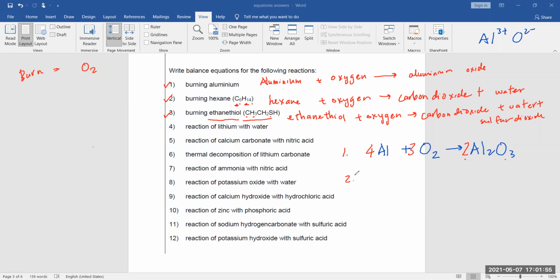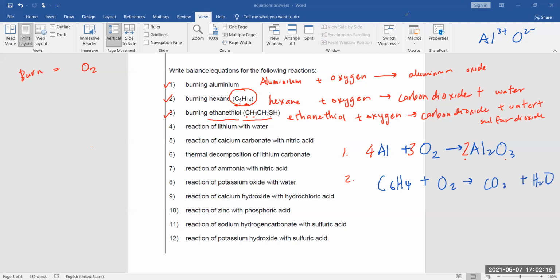Okay, number 2, burning of hexane. So at this stage, you don't know what's hexane, but it's okay. They give you here, hexane is C6H14. So I already told you just now, when it burns in oxygen, it produces carbon dioxide and water.